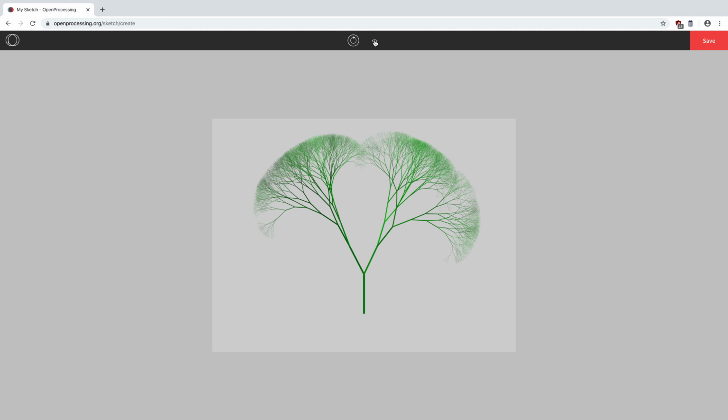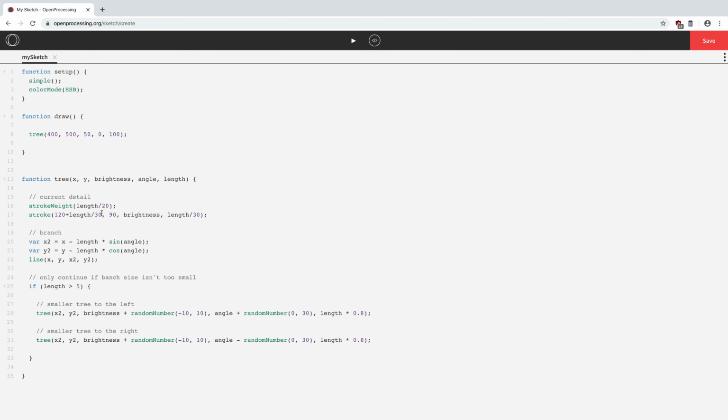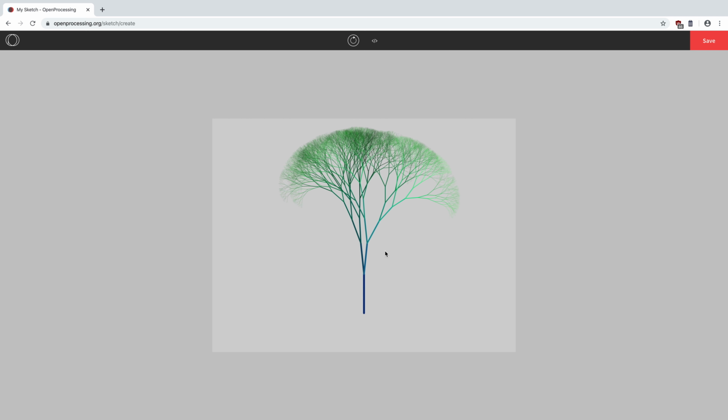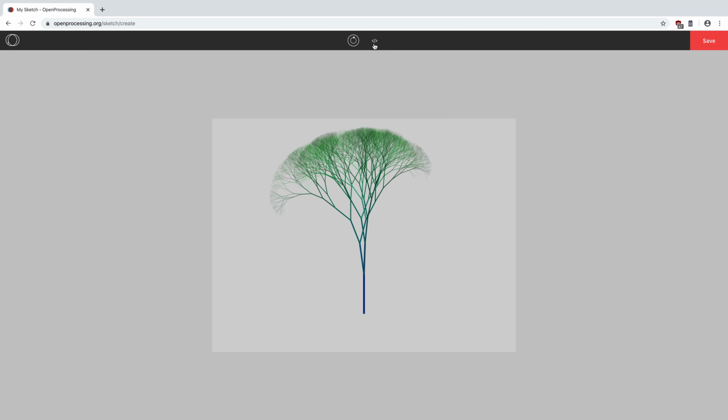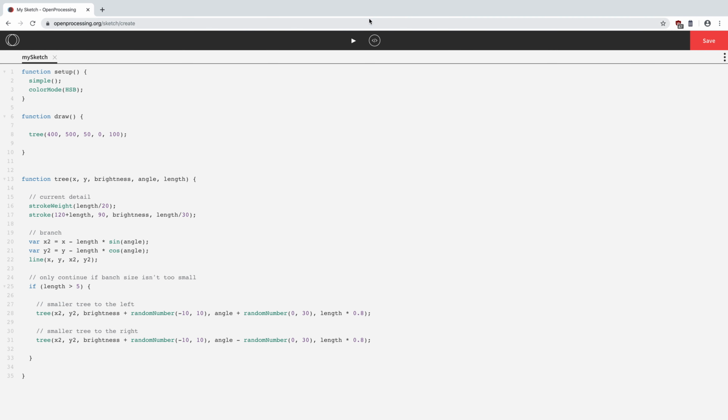That didn't make so much of a difference. Let's just add length instead of dividing it. Yeah, so it's got some interesting colours there. Of course, the length is bigger further down the tree, so the colour will change more towards the bottom. Yeah, so you can experiment with things like that yourself. I'll just keep it like I had there.